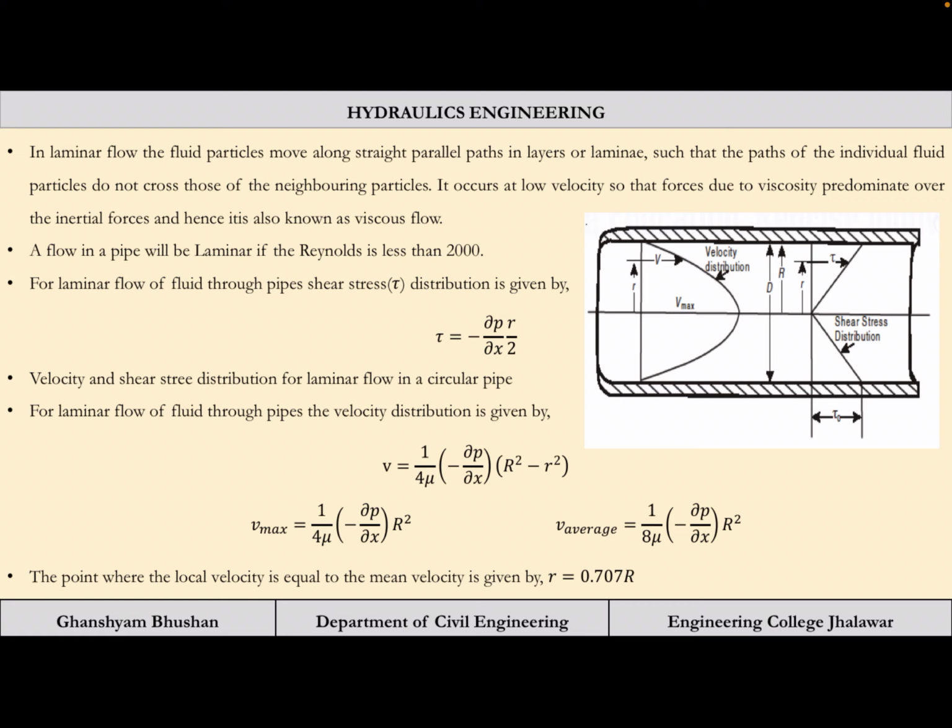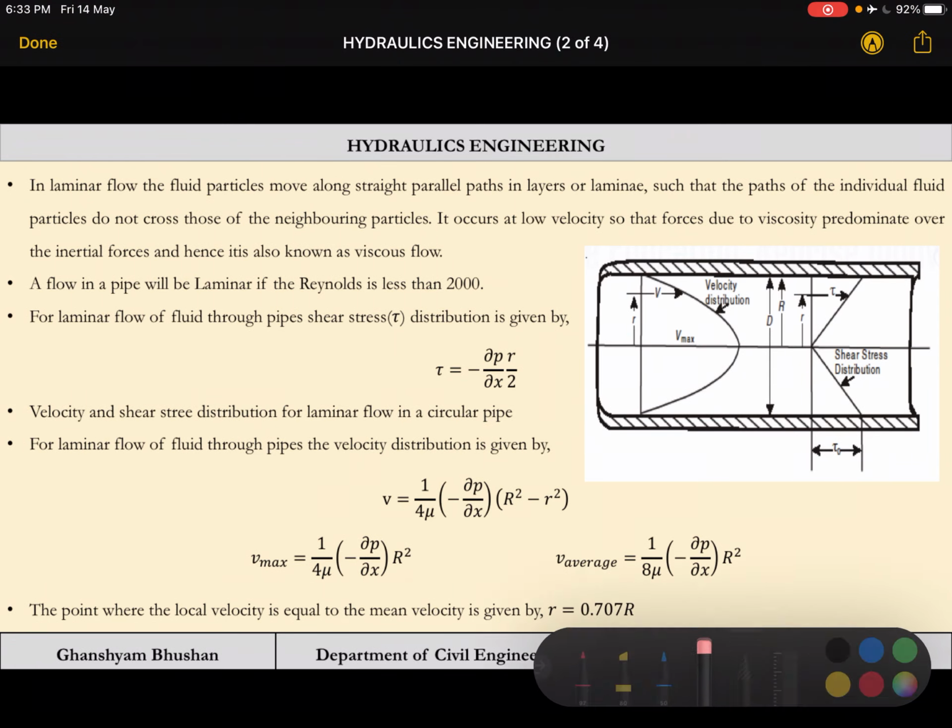If it is between 2000 and 4000, it is observed in most cases that the flow will be transition flow, because the flow is developing. And if it is greater than 4000, then we can say that it is a turbulent flow. Clear? So for laminar flow of fluid through pipes, the shear stress distribution, you might have derived this equation.